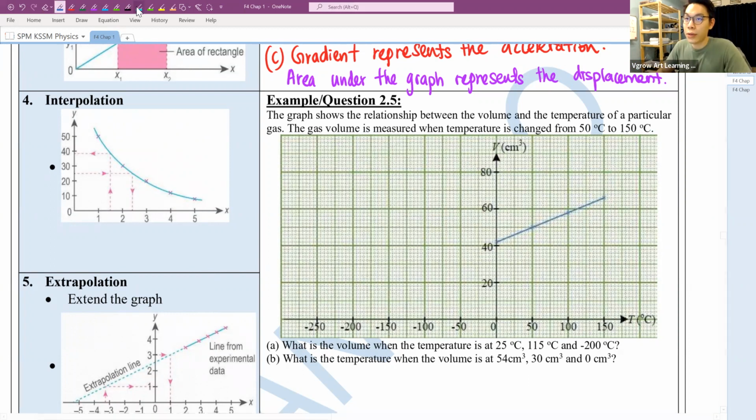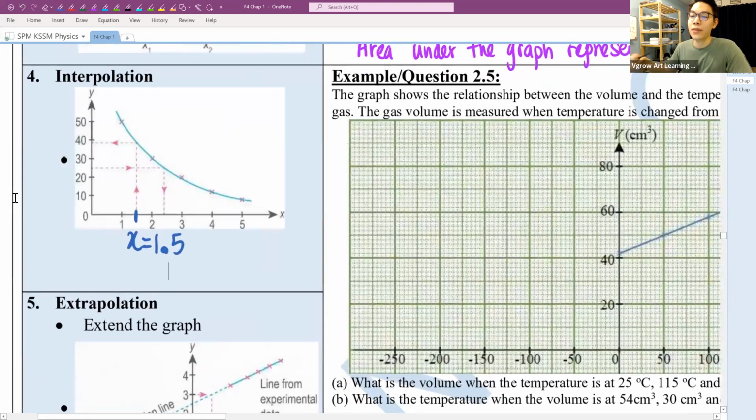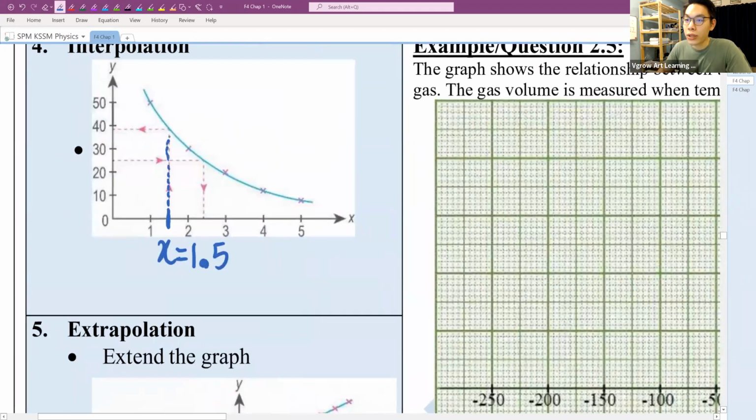Let's say they give you a graph like this in this diagram, and they ask you to find some values. Let's say I want to know what is the value of y when x is equals to 1.5. When x is equals to 1.5, I go and dot to the graph and dot to the y value here. I'll get probably 38 or 39 maybe. We cannot really tell for sure because this one is not drawn nicely on a graph paper, but it's roughly that.